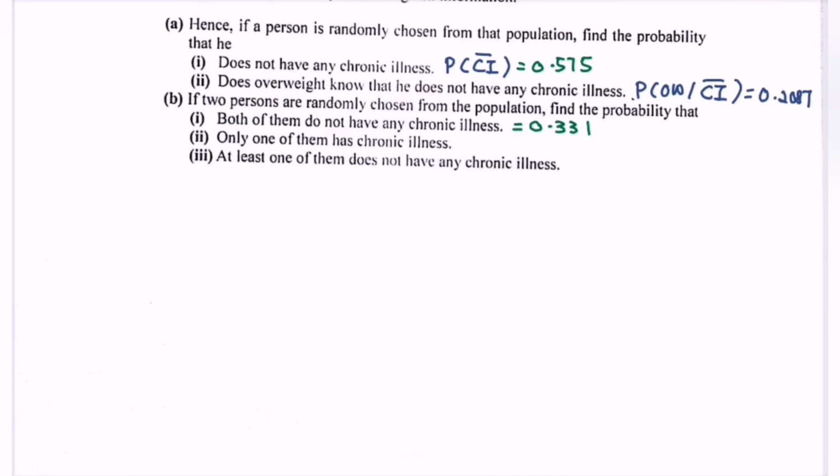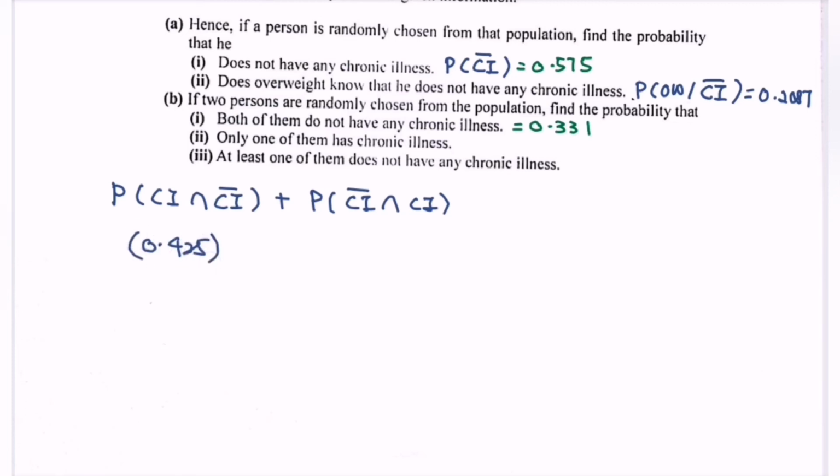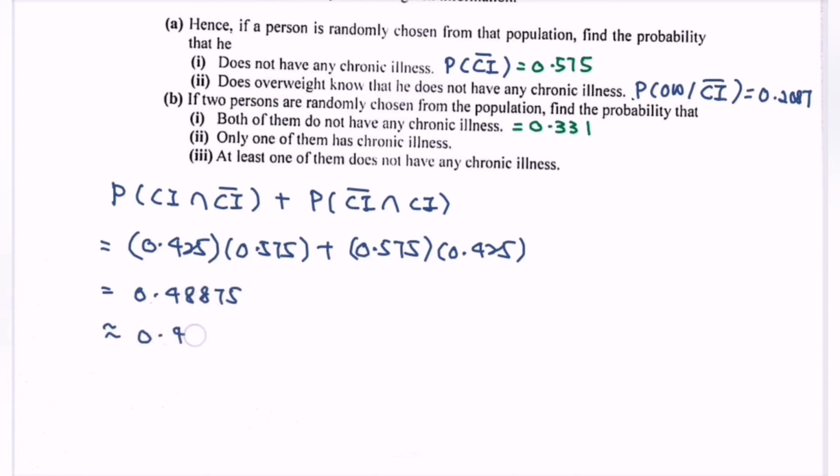Next, only one of them has the chronic illness. So here, we have the probability of chronic illness intersect with non-chronic illness, or non-chronic illness intersect with chronic illness. They said only one of them. So based on this part, as we all know, chronic illness is 0.425, after we do 1 minus the non-chronic illness. So multiply with 0.575. Plus, for this part, we have 0.575 multiplied with 0.425. By calculator, we have 0.48875. If we round up, 0.489.